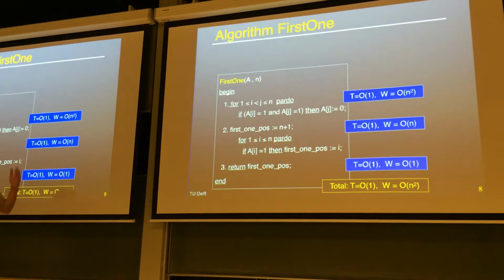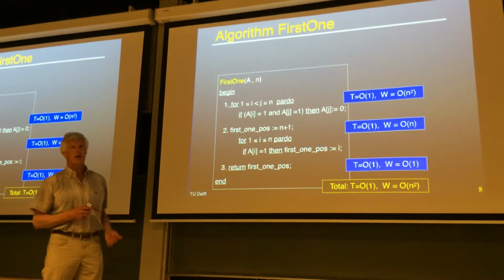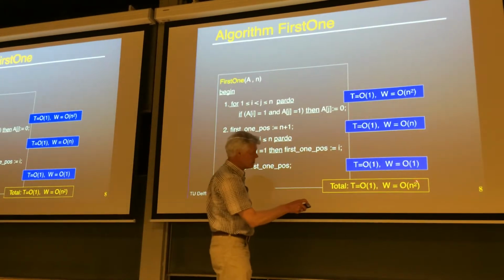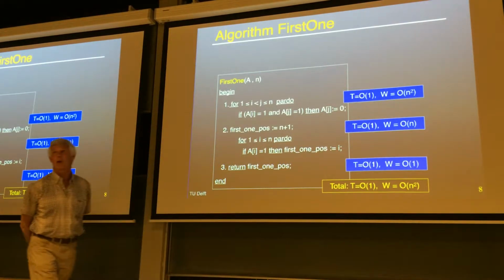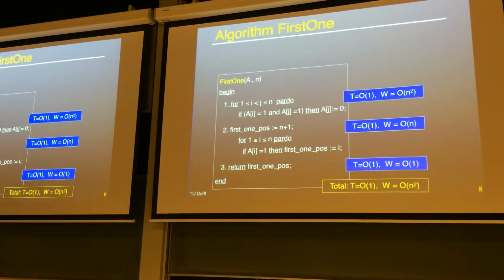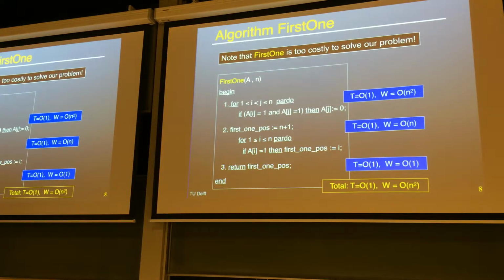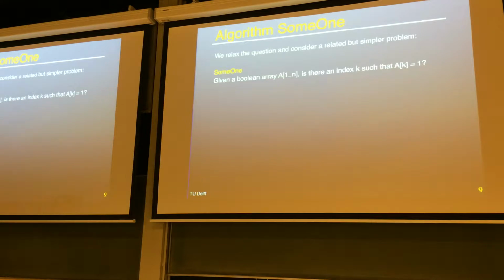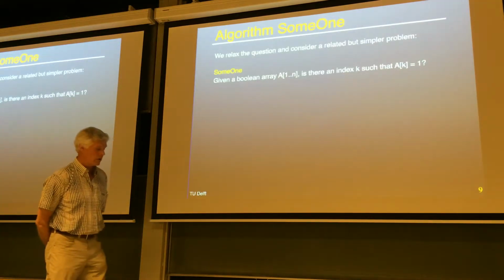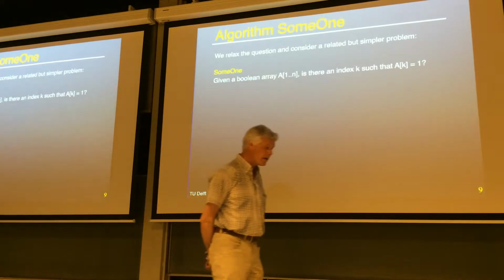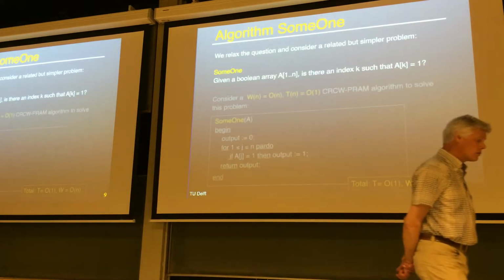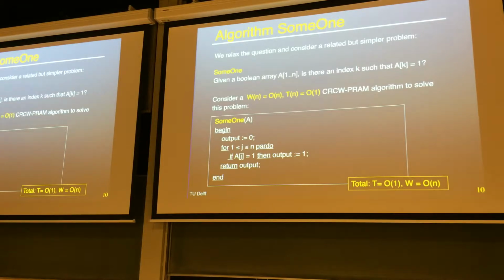So basically we are able to solve this problem, but we can't comply to the requirement of only having O(n) amount of work. So what we would like to do is simplify this. We would like to study a more relaxed problem, and that problem is looking for only if there occurs a 1 in the array, and trying to combine that algorithm with the algorithm first one.